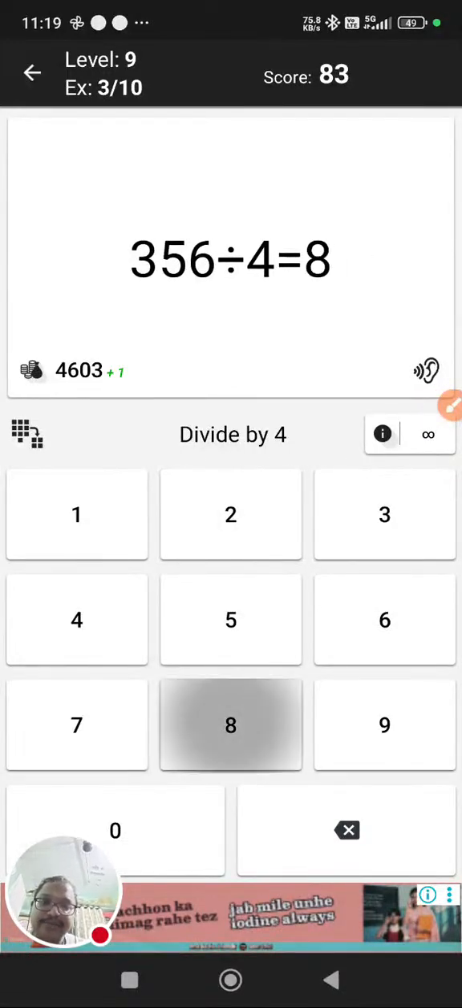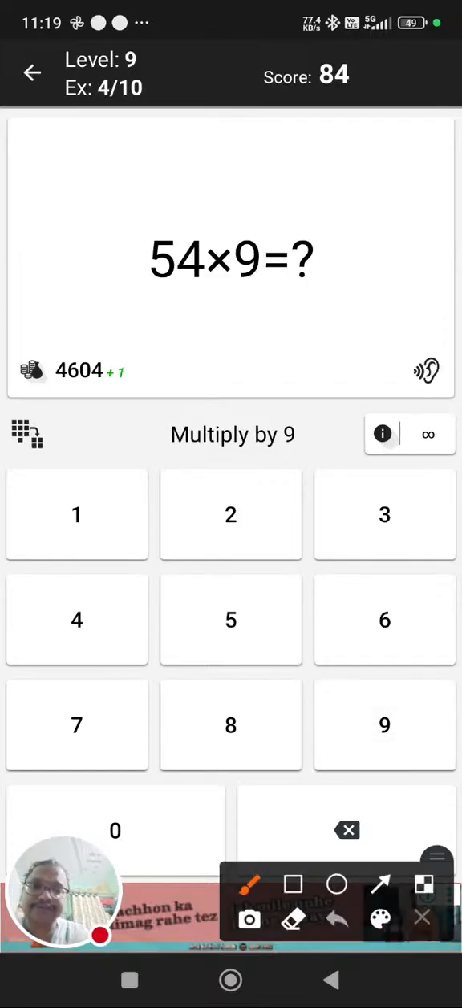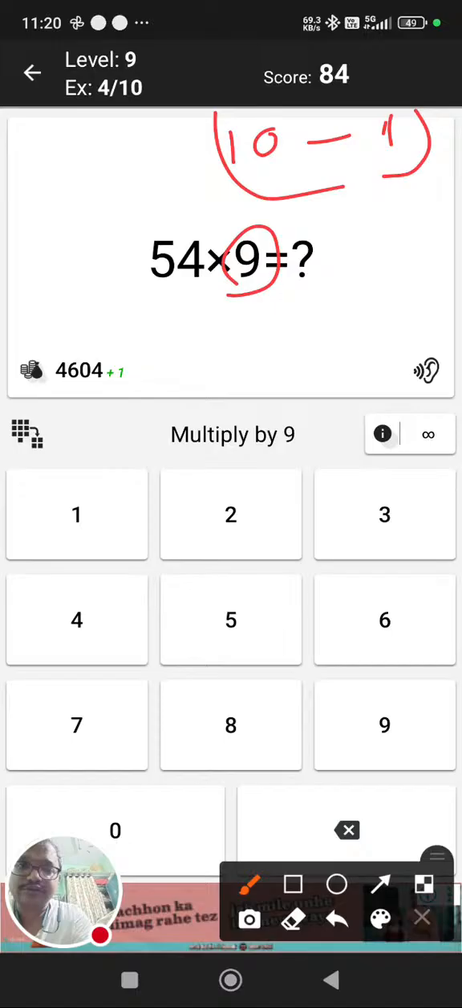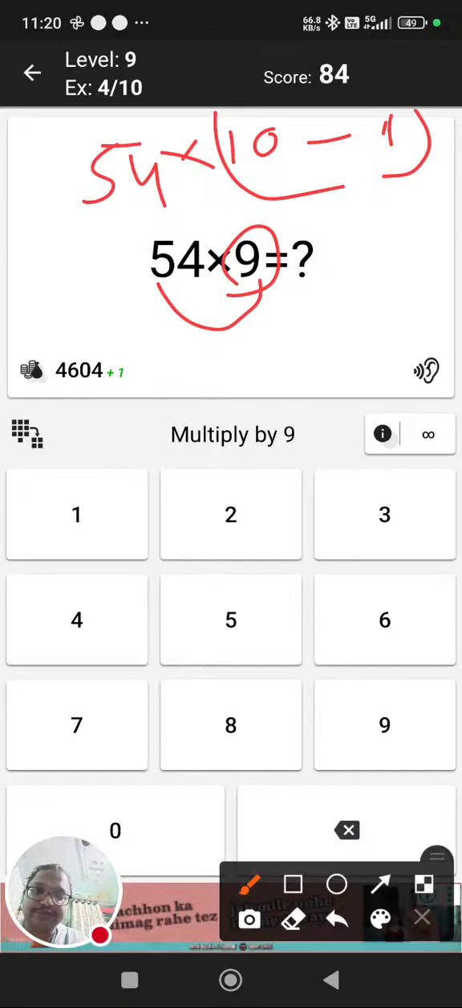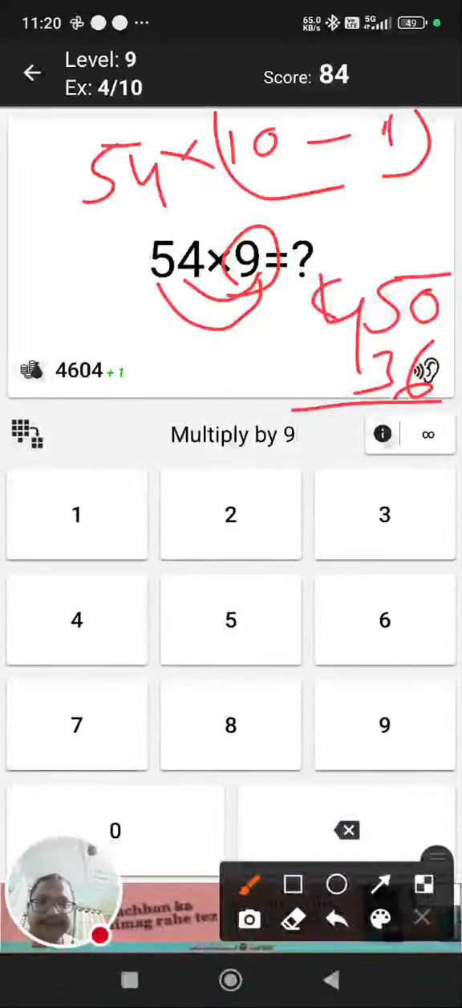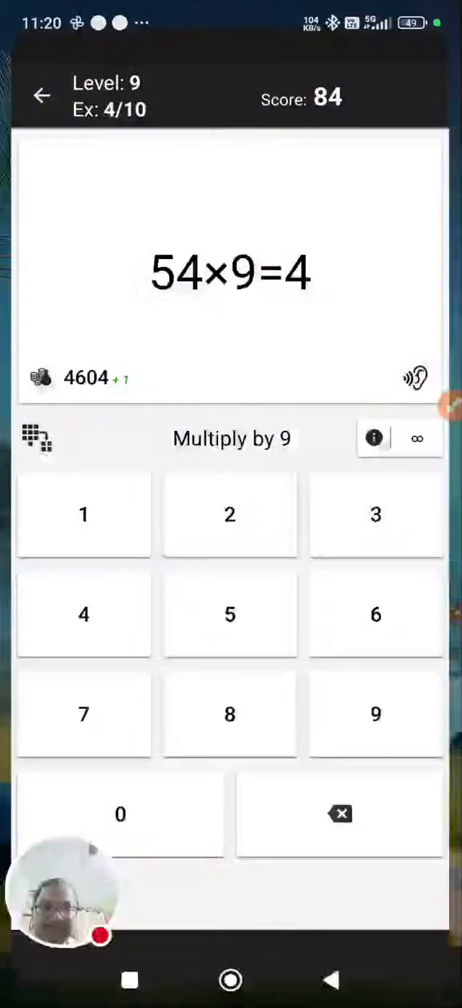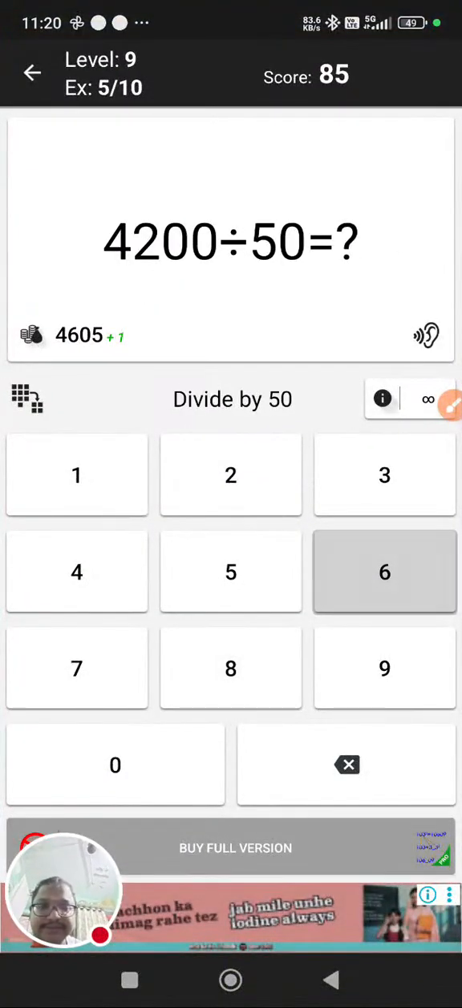4 8 times 32, and 9 times 36. Instead of this one, we can write 10 minus 1 into 54, or else we do 59 times, which will be 450, and 9 4 times plus 36. So we get 486. 486 is our answer.